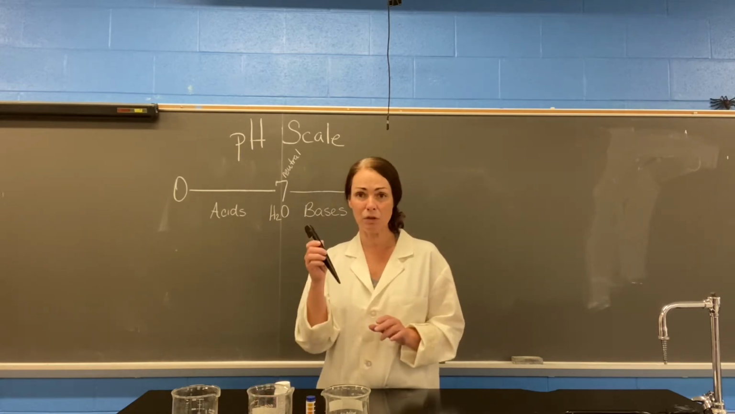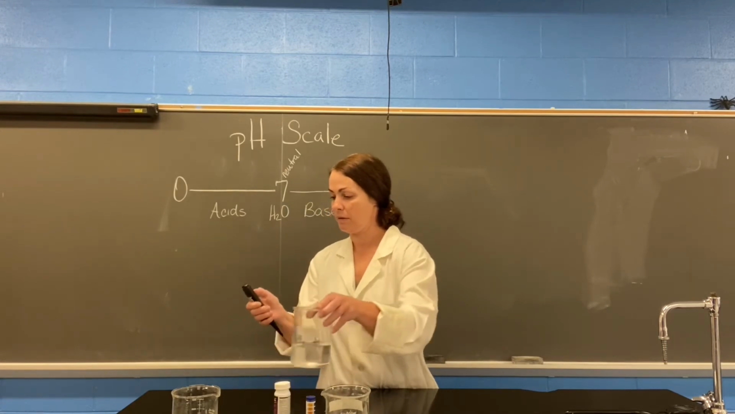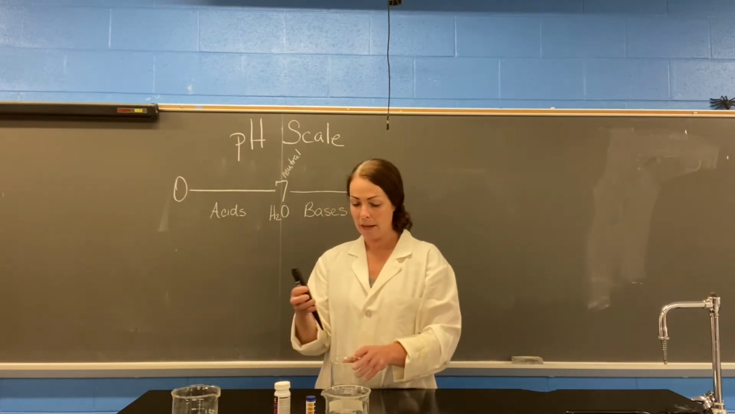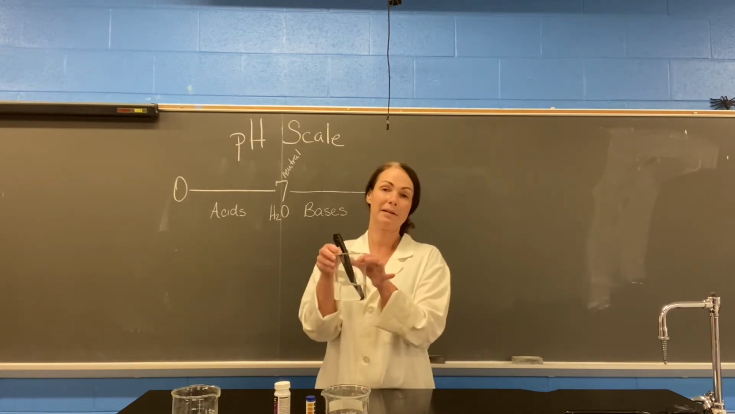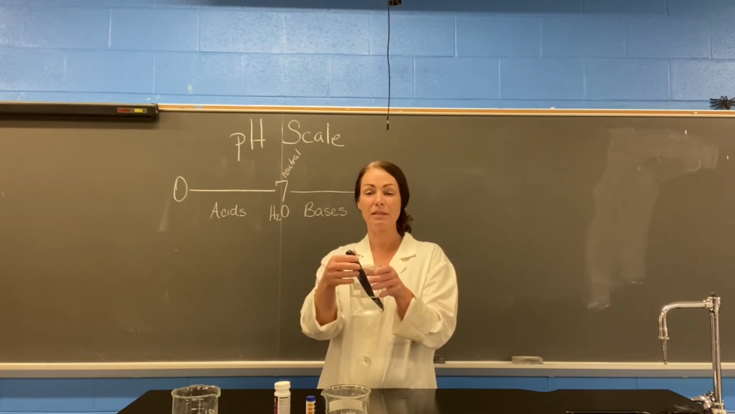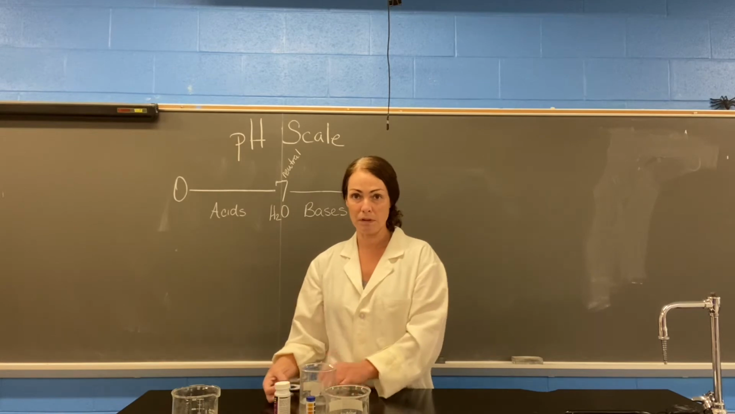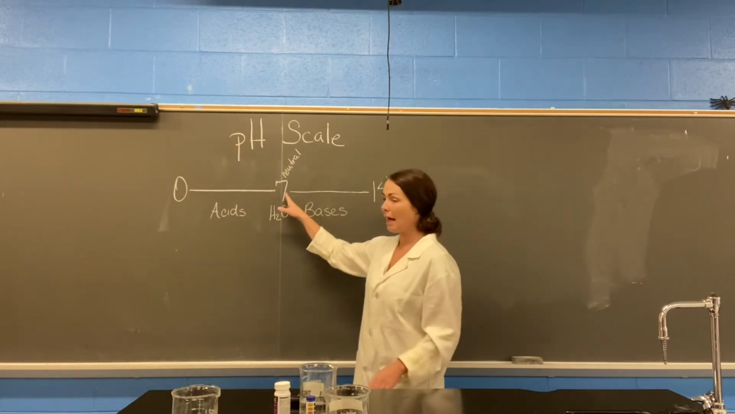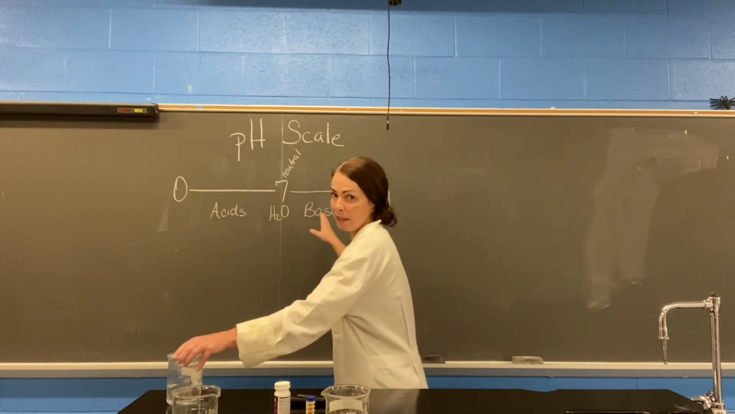This is a digital pH meter, and so when I turn this on and I place it in this substance, which we don't know what this is, I know what this is, but you don't know what this is, it gives me a measurement of 7.0. And 7.0 is important because that's neutral. It's not an acid or a base. This is actually water. So water should be neutral.